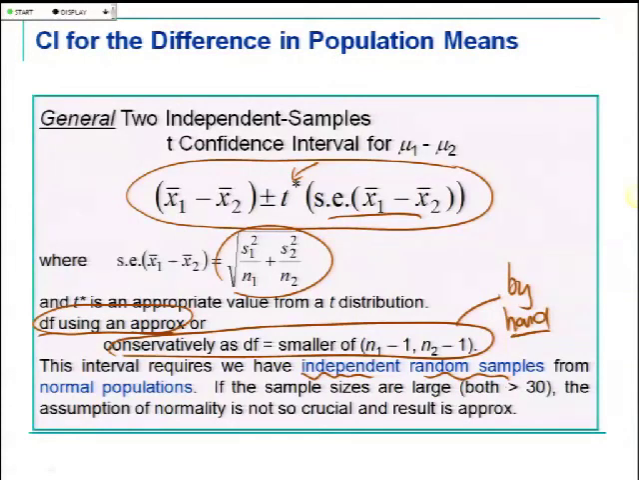Those 2 samples need to each be a random sample, and those 2 samples need to be independent, not matched or paired. You can put it together in one: independent random samples. But those are 2 separate conditions. So the independence is by the design of your study, how you gathered your data. The random samples is along that same lines of how you selected those subjects.